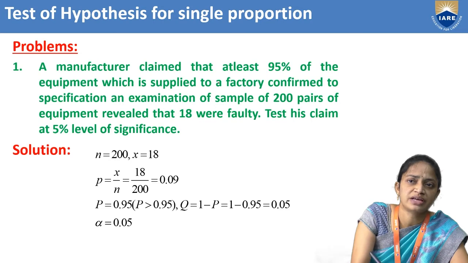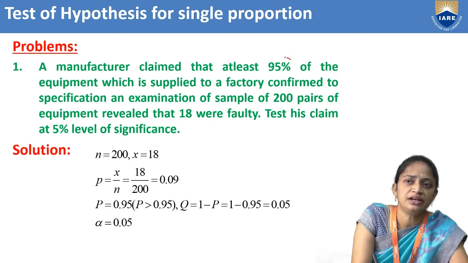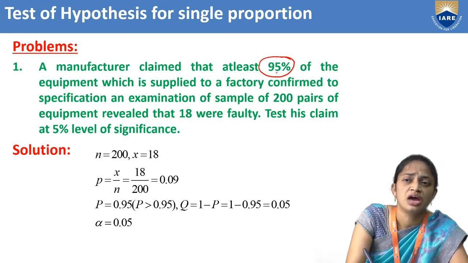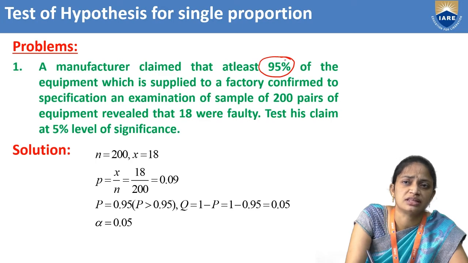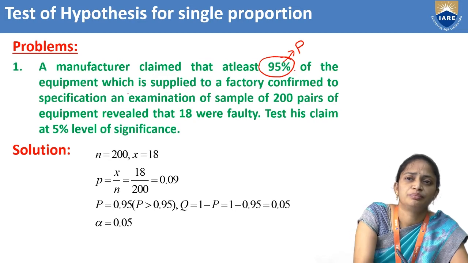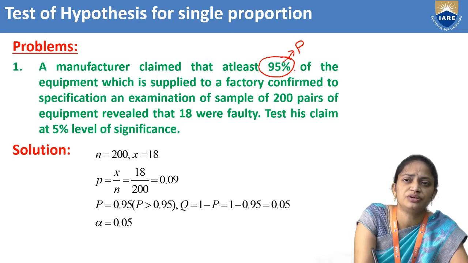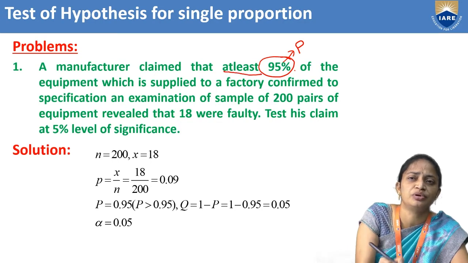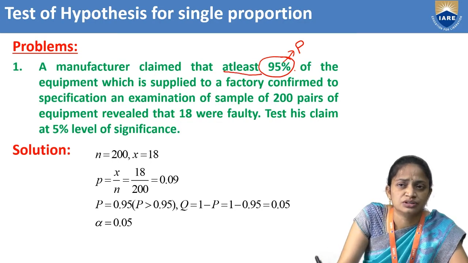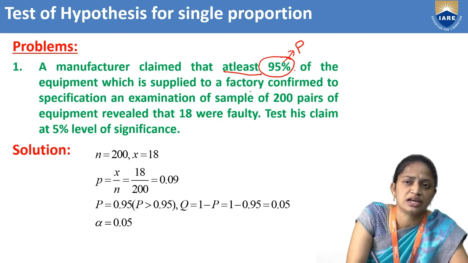So the manufacturer claimed that 95% of the equipment, so here they have given percentages. If anything is there in percentages, that is nothing but population proportion. We know that population proportion is denoted with capital P. So here capital P equal to 95%, and also before that one statement is there. So we will discuss that statement later.